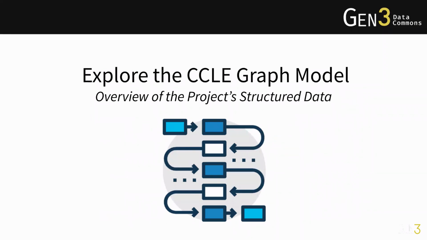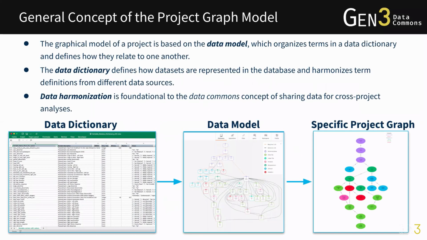So first, let's take a look at the CCLE graph model, which gives an overview of the project's structured data. The graphical model of a project is based on the data model, which organizes terms in a data dictionary and defines how they relate to one another. The data dictionary defines how data sets are represented in the database and harmonizes term definitions from different data sources. Data harmonization is foundational to the data commons concept of sharing data for cross-project analyses.